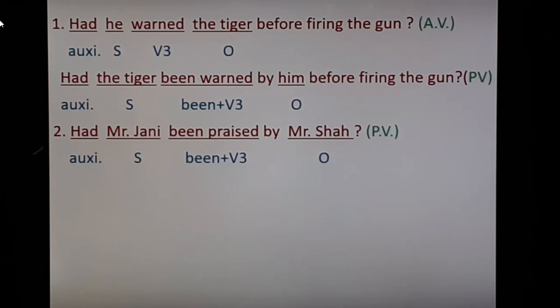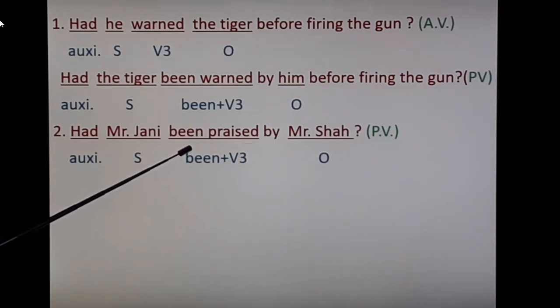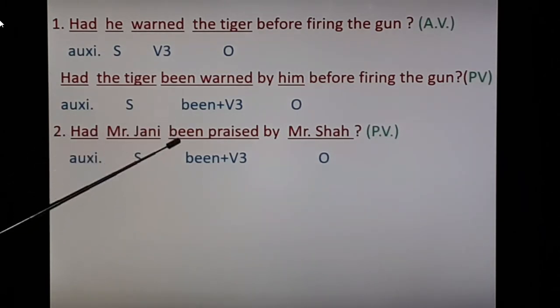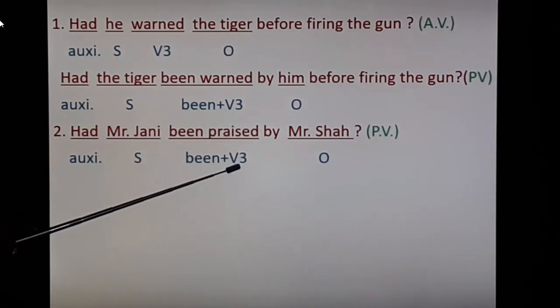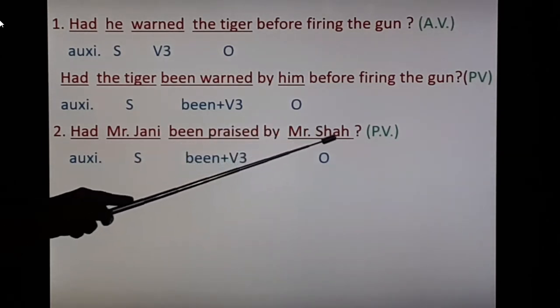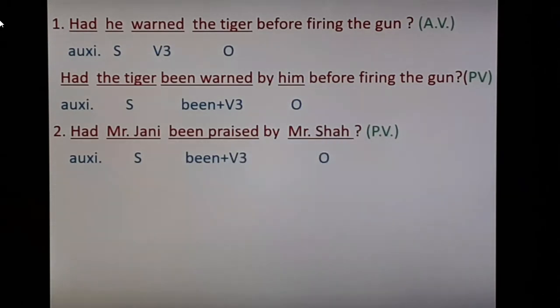Next, had Mr. Jani been praised by Mr. Shah? This is passive voice. By is given and been is given. So this way you have to identify voice. So had, auxiliary verb, Mr. Jani, subject, been you have to add because we are framing passive. Then praised, V3 form, add by, then Mr. Shah. After that question mark. Mr. Shah, that is an object in passive voice.